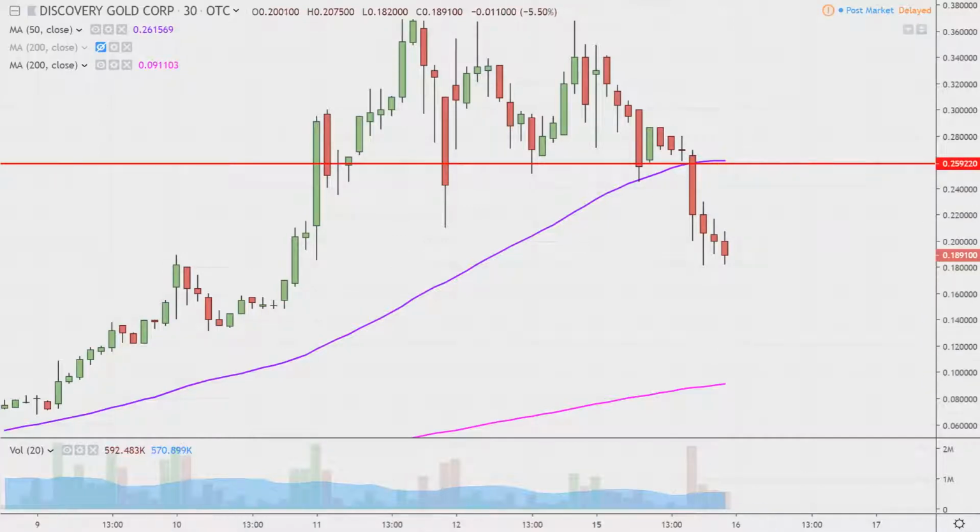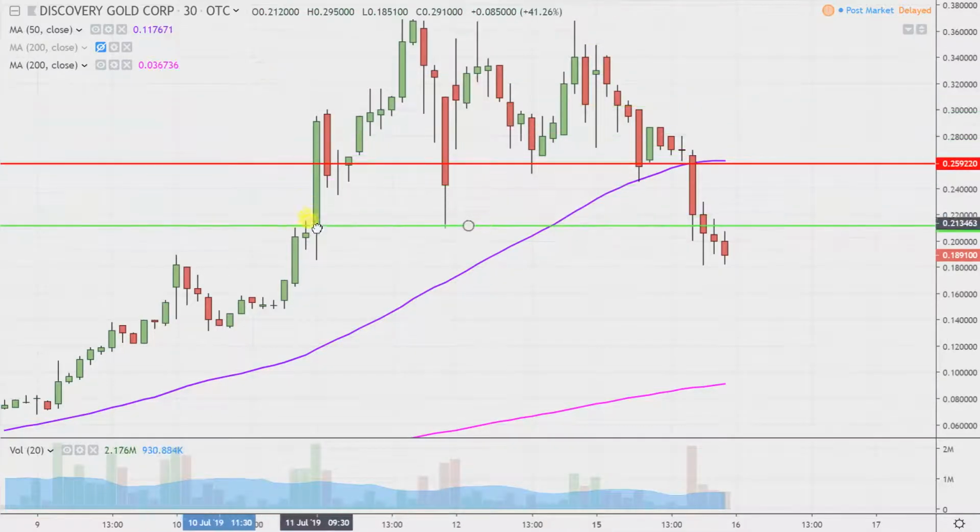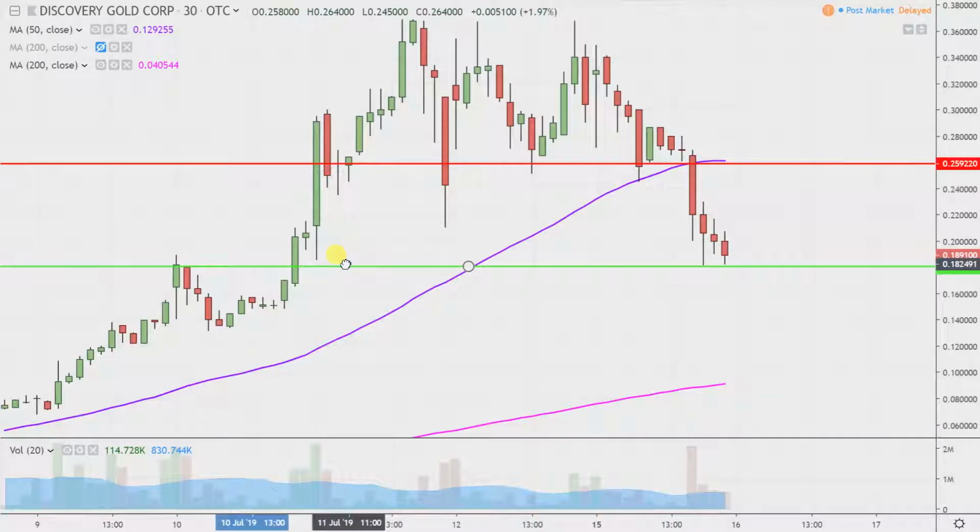Now, what about levels of support going forward? If this movement is going to find some sort of stabilization, the next key overall level of support is going to be right there at that previous breakout point, which sits at basically 18 cents. So it makes perfect sense why the price found some consolidation right there.